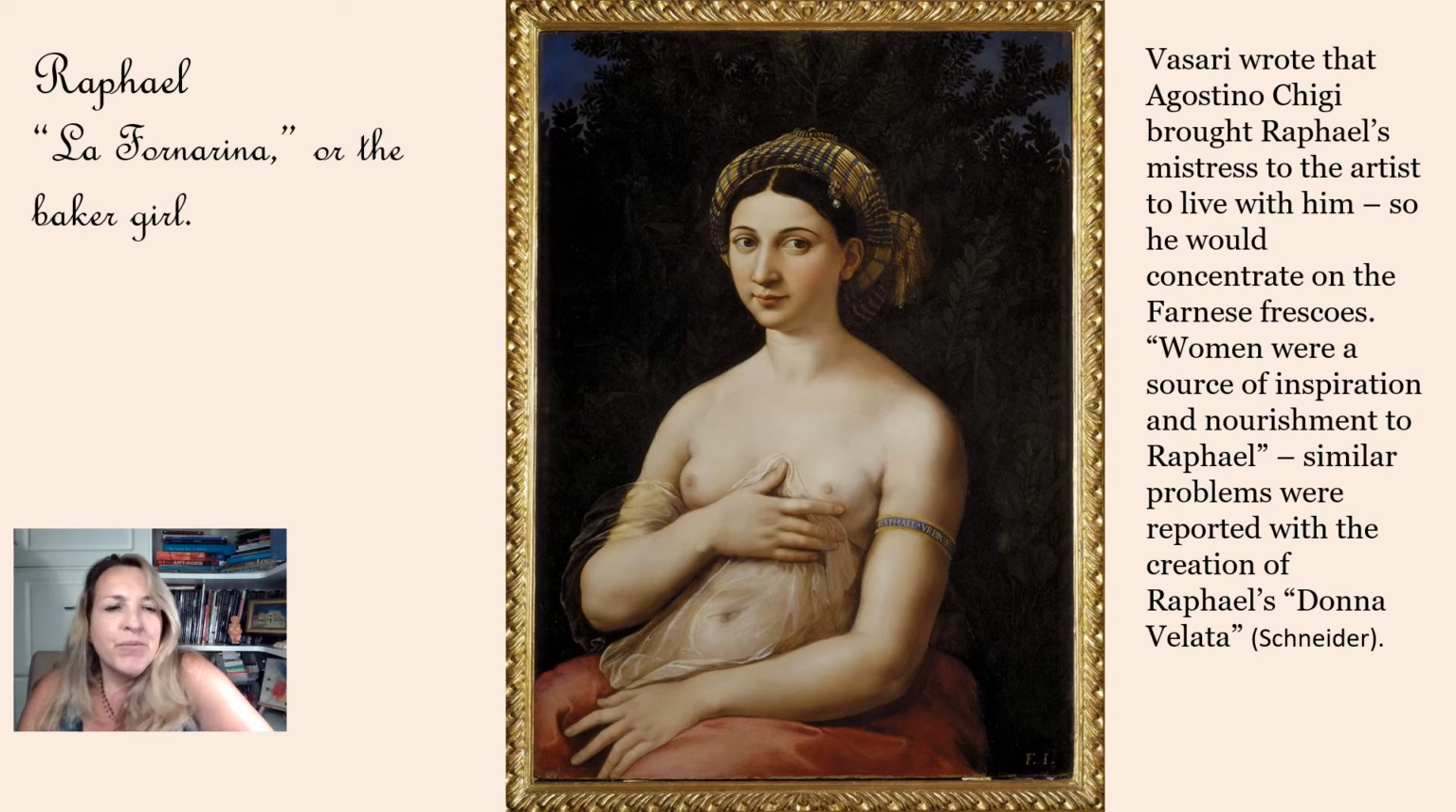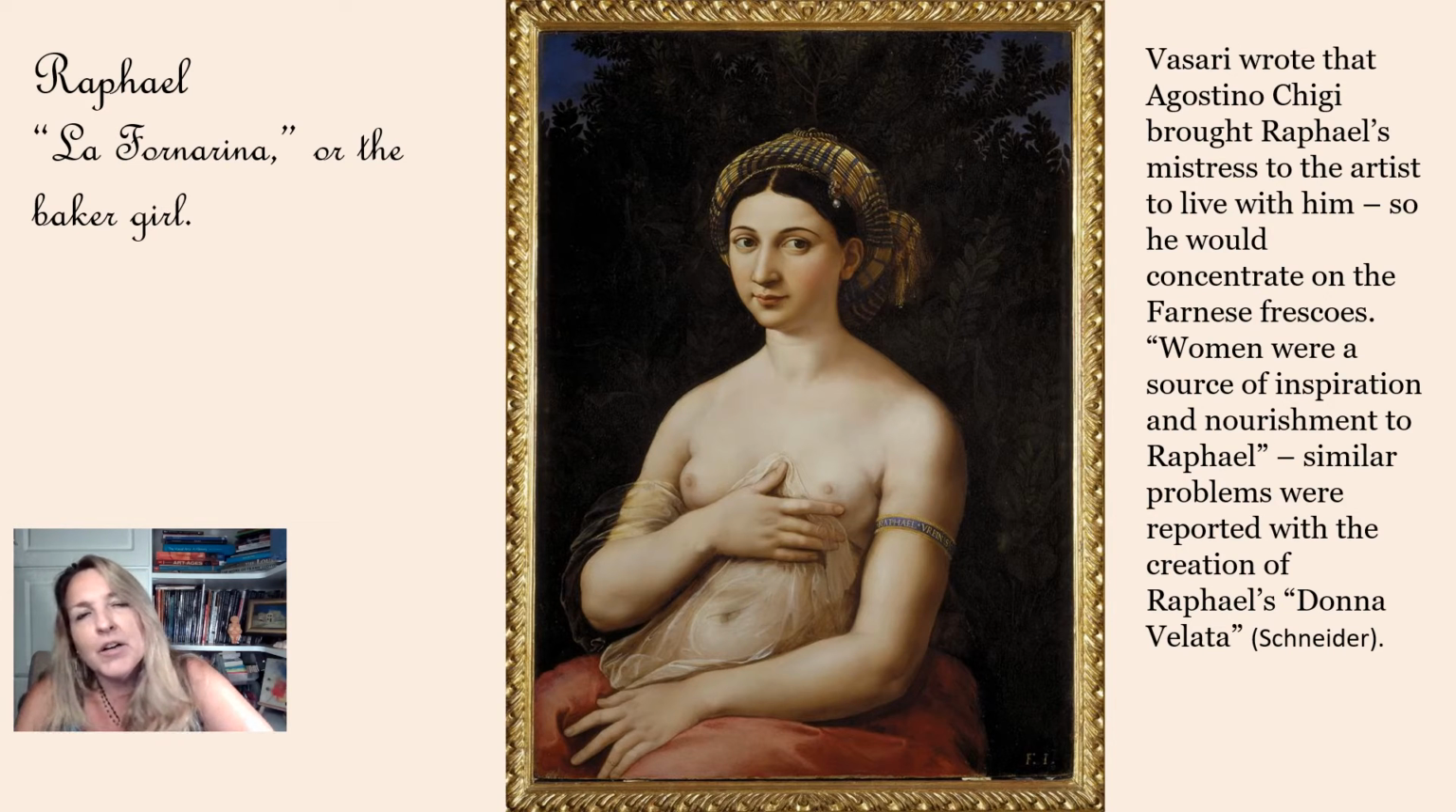Raphael, La Fornarina, or the Baker Girl. And so Vasari wrote that Agostino Chigi brought Raphael's mistress to the artist to live with him. This is kind of funny. So he would concentrate on the Farnesina frescoes. He was distracted because he was in love. So women were a source of inspiration and nourishment to a very young man, Raphael.